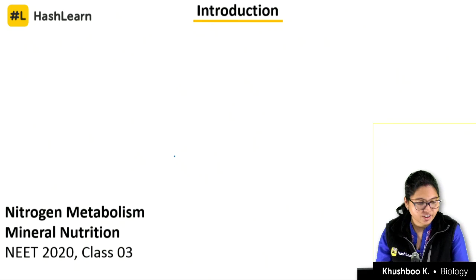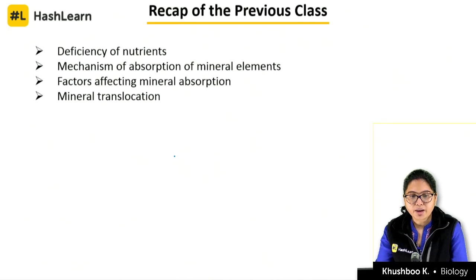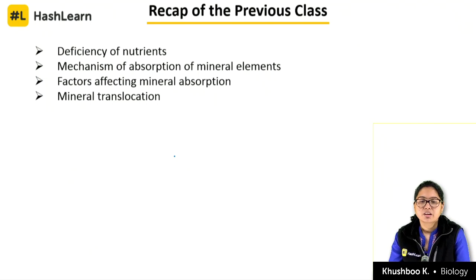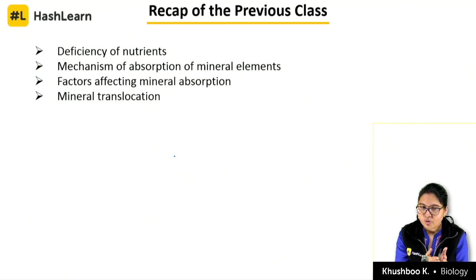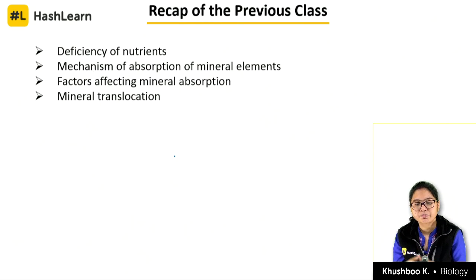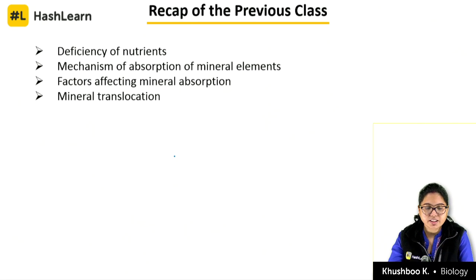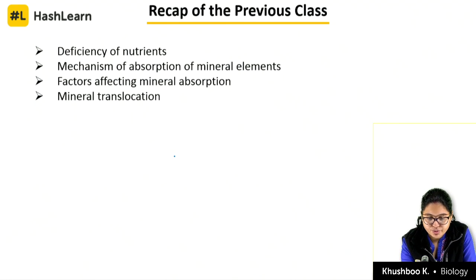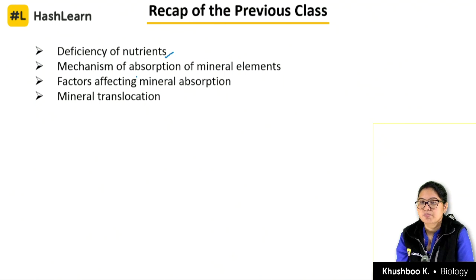So now on your screen is the recap of the previous class, what we have discussed in the previous class. So we were into the chapter mineral nutrition, where we discussed the role of the different minerals, whether macro or micronutrient. In the previous class we discussed the deficiency of nutrients, the mechanism of absorption of mineral elements, like how they are absorbed from the soil, then factors affecting mineral absorption plus mineral translocation.